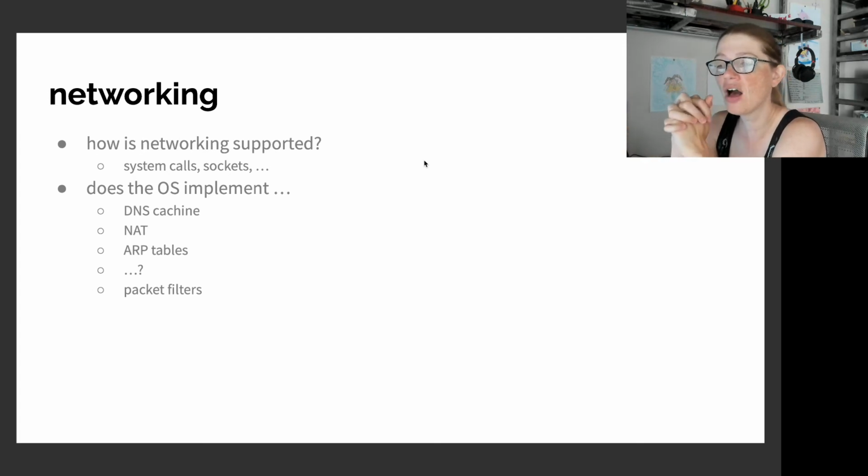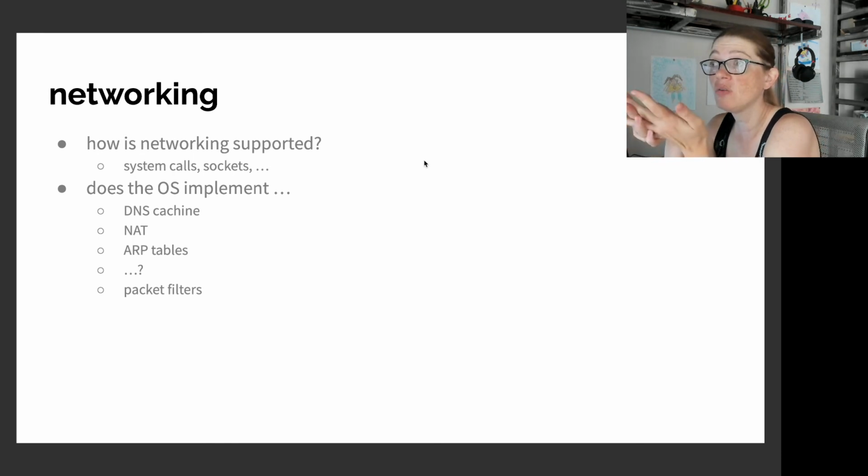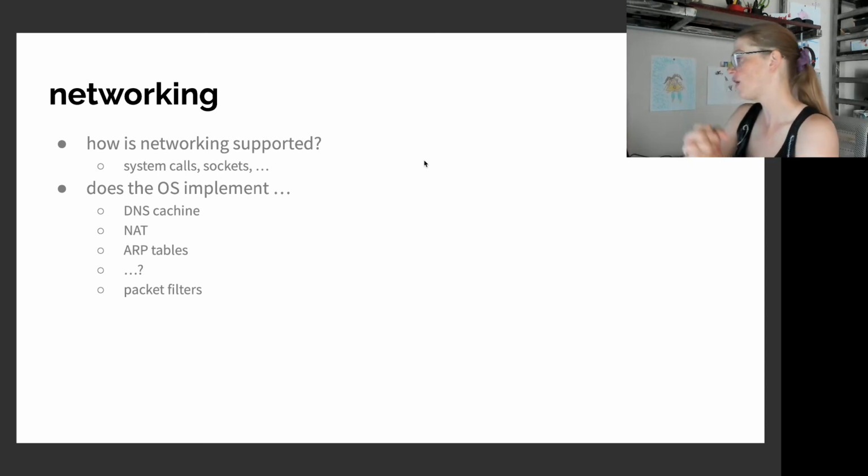Is it going to offer us, that's some good spelling, a DNS cache? Is it going to offer us a NAT table? Is it going to implement ARP tables? Is it going to implement packet filters or firewalls? There was a day when I feel Windows didn't have a firewall built in, or it didn't really work. But now, you've got a fair number of settings that you can build into that, and Linux has got that as well. They've got firewalls. So you have to ask yourself, okay, do I have networking, and at what level am I going to support it?